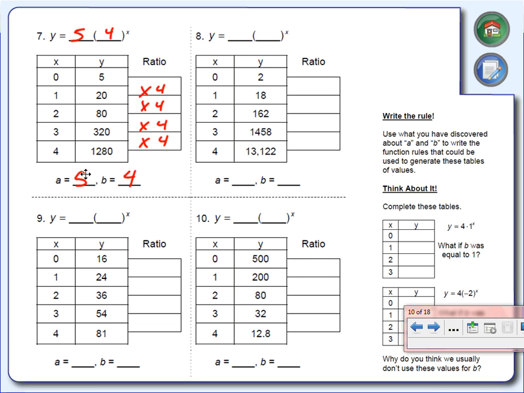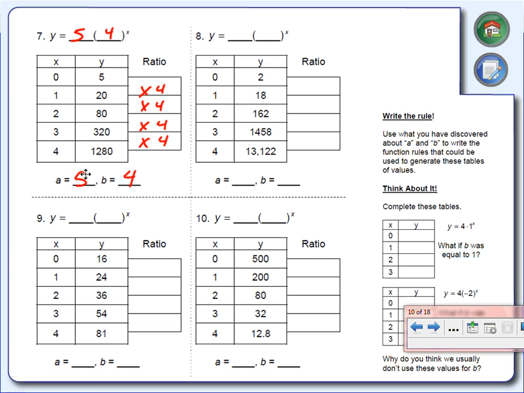Let's just double check that and make sure it's right. Go to your calculators and let's type that in. 5. Now notice this time they use parentheses instead of the times, and that's okay, it's the same thing. Times 4 to the x power. Let's just double check our table and make sure it matches up with what we see here. The same thing? All right, very good.